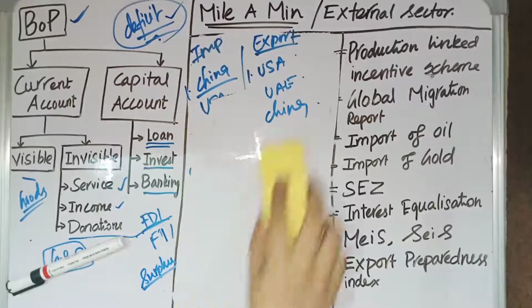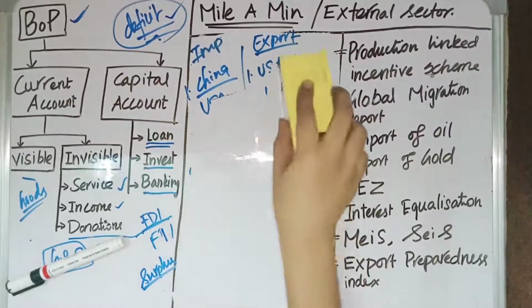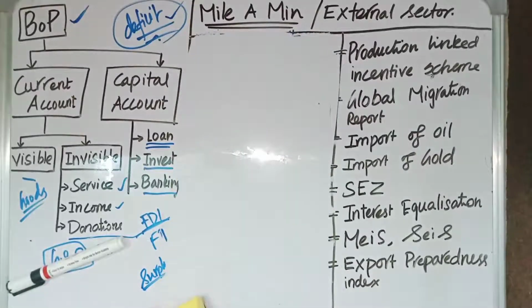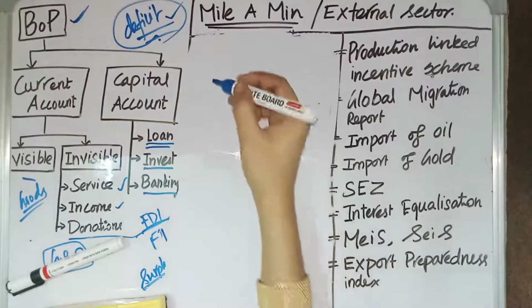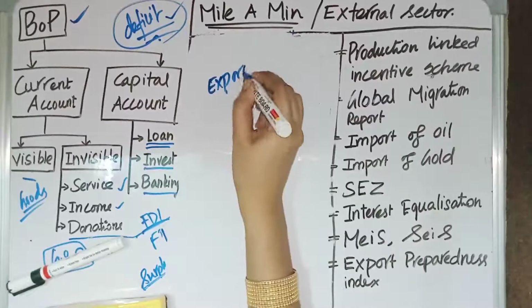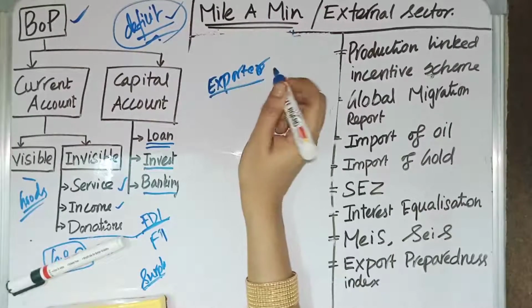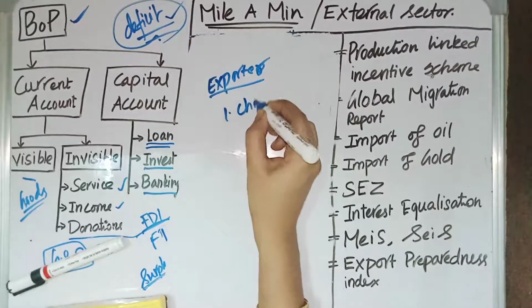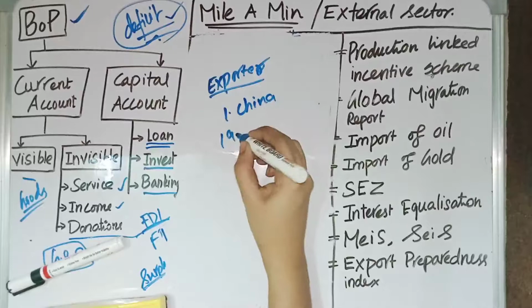And other than these things, the countries which contribute highest to the exports and the countries which contribute highest to the imports in the world. Talking about the world scenario, the largest exporter of goods in the world is China, and India is in 19th position.